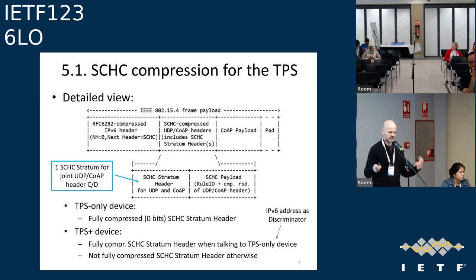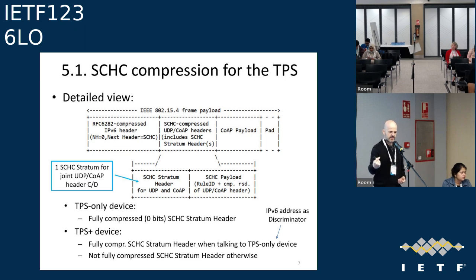So if we have devices that only support the TPS, this SHIC stratum header would be fully compressed down to 0 bits because it's the only option that's possible in that case. However, there might also be other, say, more powerful devices, maybe supporting not only the TPS, but maybe other combinations of protocols, say, not only UDP CoAP, but also UDP DNS or whatever. And in that case, when such a powerful device, let's call it TPS plus device for the sake of this presentation, sends a packet to a TPS only device, it will send the packet with the SHIC stratum header fully compressed down to 0 bits because it's the only option that the TPS only device can actually understand.